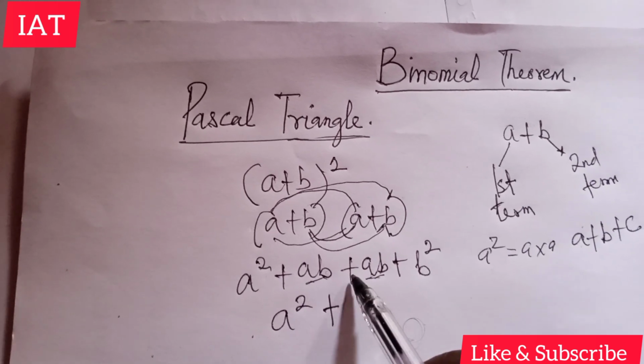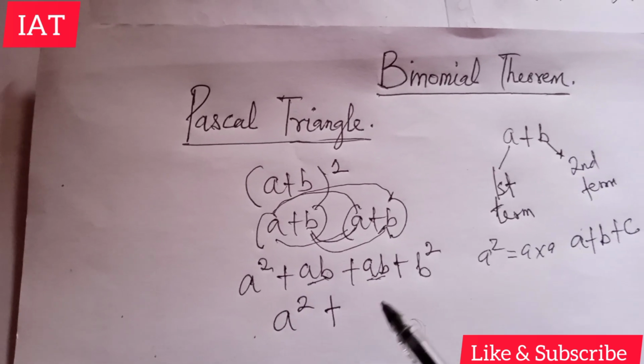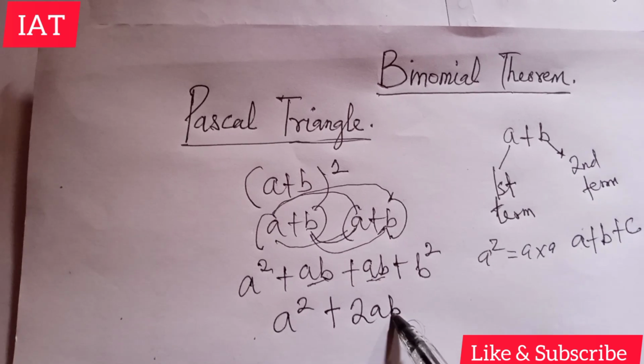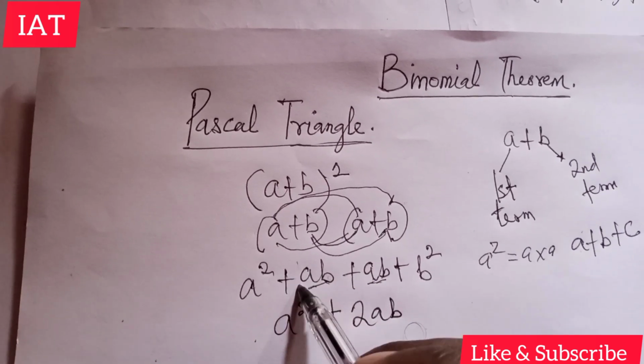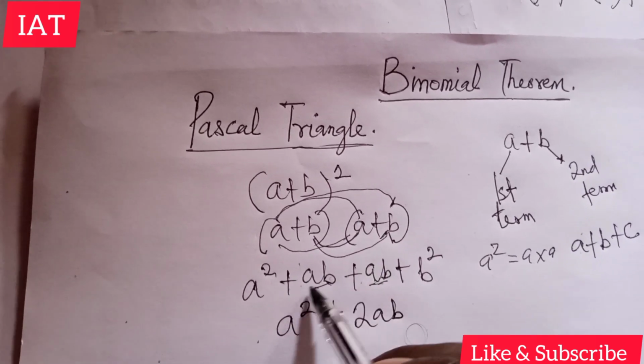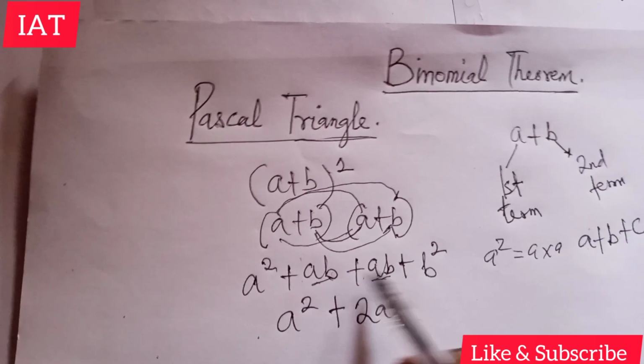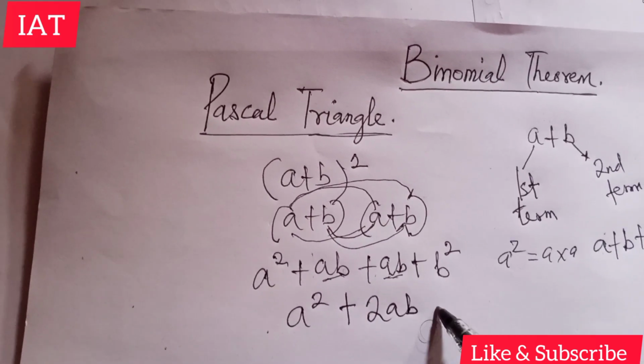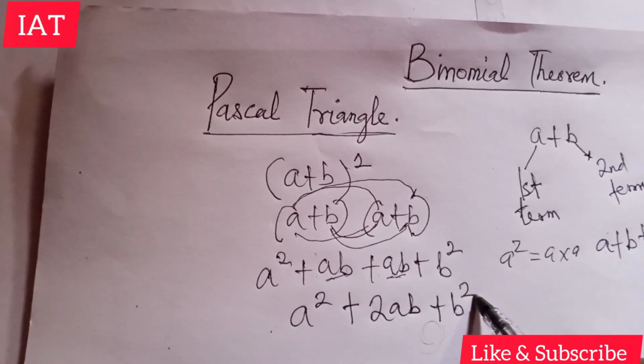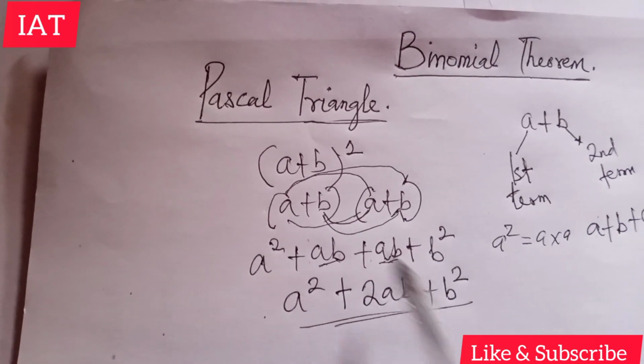So finally what we have here is a squared plus these two terms. If they add up together, ab plus ab, that will give us 2ab, because the coefficient of ab here is 1. The 1s sum up to 2, and because they are common, you just pick one of them. Then plus b squared. So this is the result of this expansion.